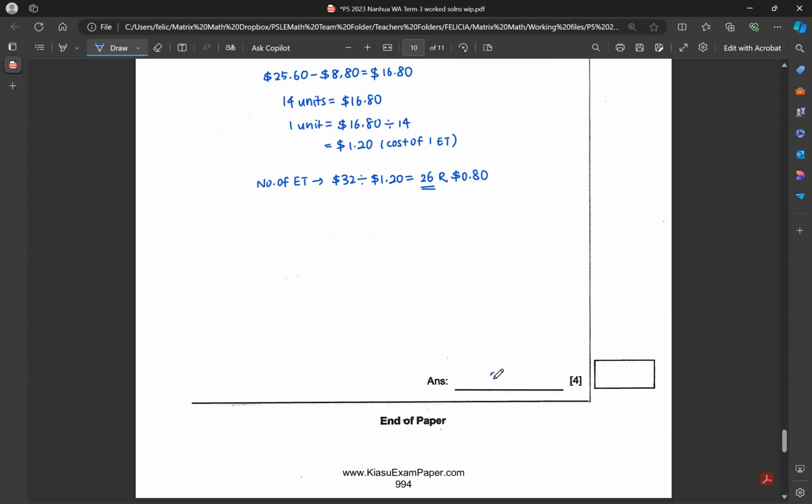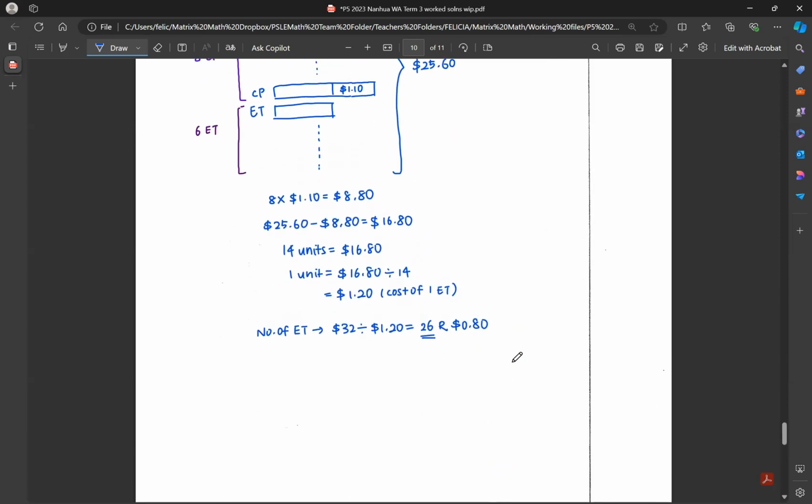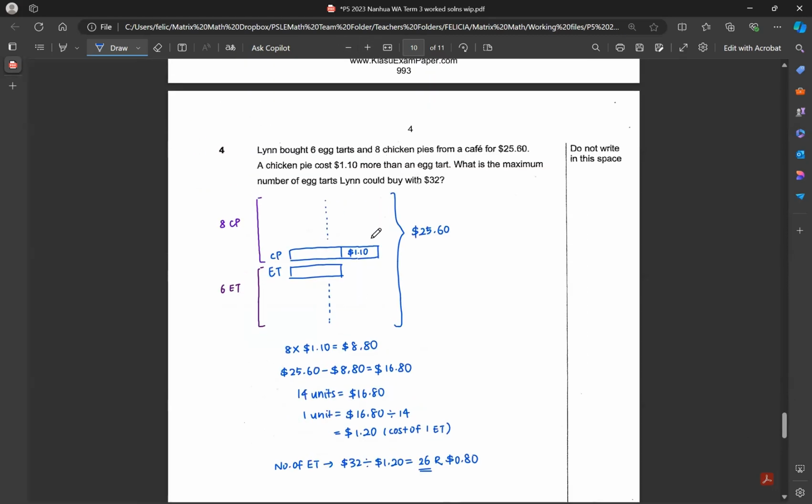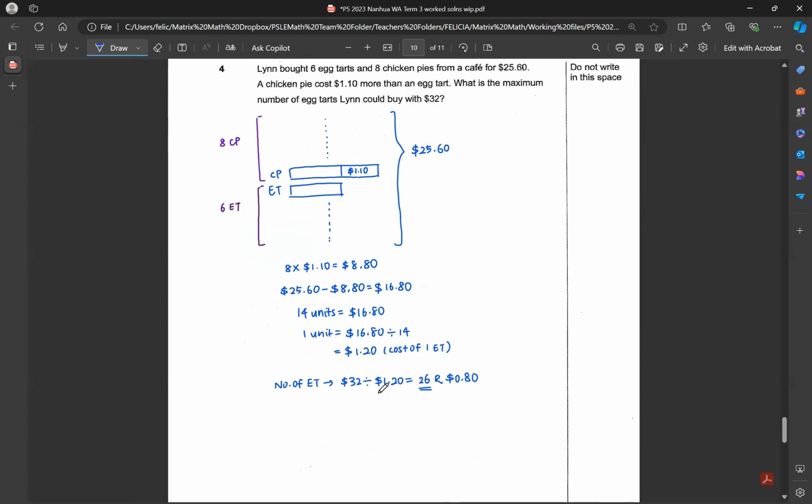So that's it. It's a 4-mark question, worth a lot because two main concepts are involved here. Your stacking model concept is the first one. The stacking model will help you find the cost of an egg tart or the cost of a chicken pie. Then with the cost of the items, you go on to do the grouping idea here.